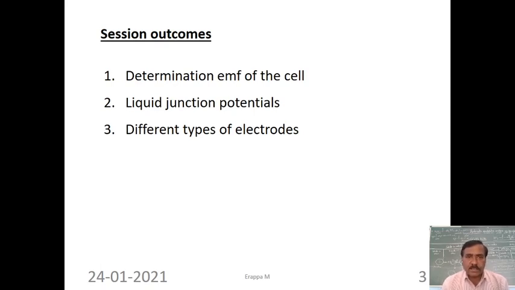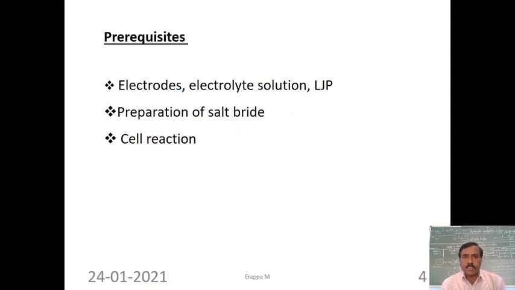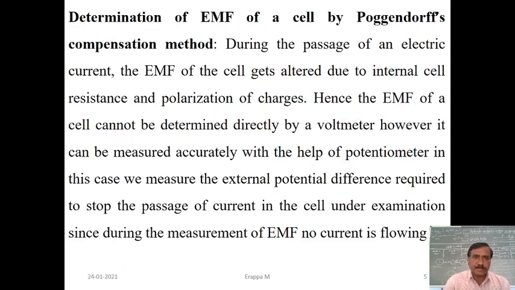After the session, students should know how to determine the EMF of a cell, what is the cause of the liquid junction potential and how it is eliminated, and what the different types of electrodes are. Before starting this topic, you should know what is meant by electrodes, electrolyte solution, liquid junction potential, preparation of salt bridge, and cell reaction.